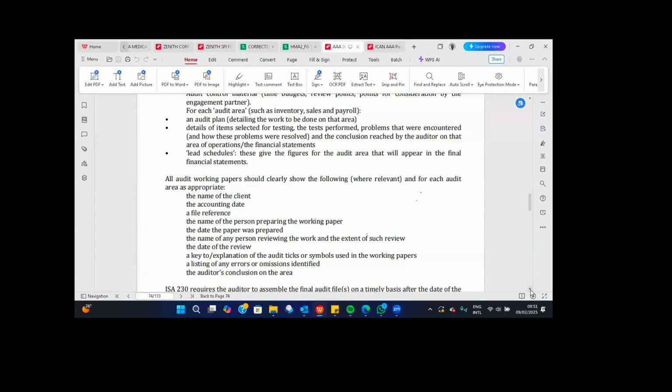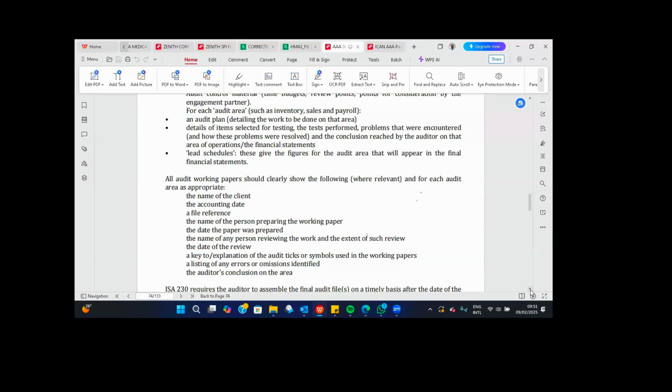And also for easy retrieval. Four, the name of the person preparing the audit working paper. Five, the date the paper was prepared. Six, the name of the person reviewing the work and the extent of such review. Next, the date of the review. Next one, a key to explanation of the audit ticks or symbols used in the working paper.